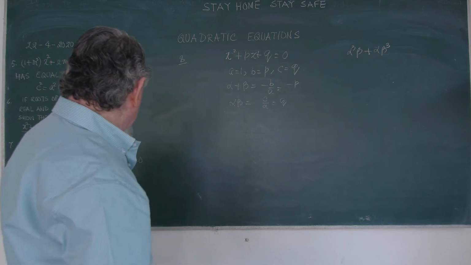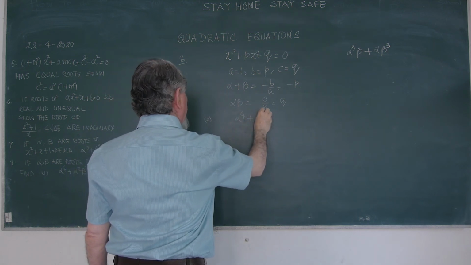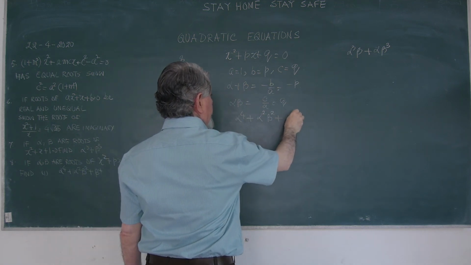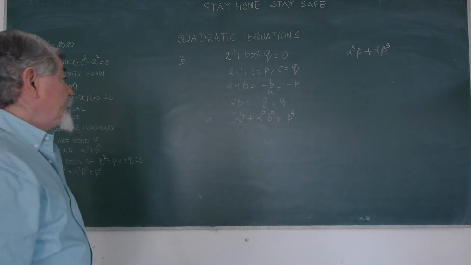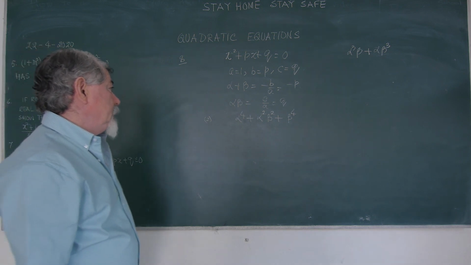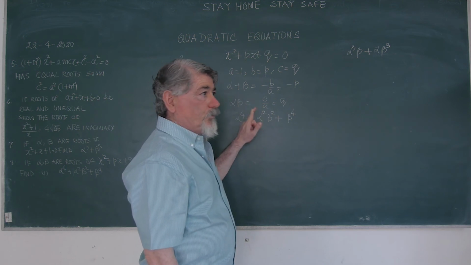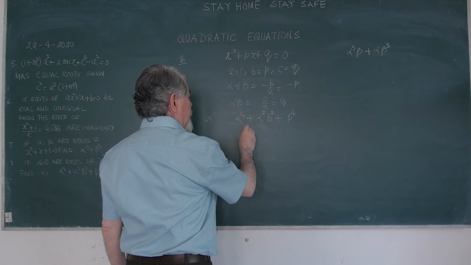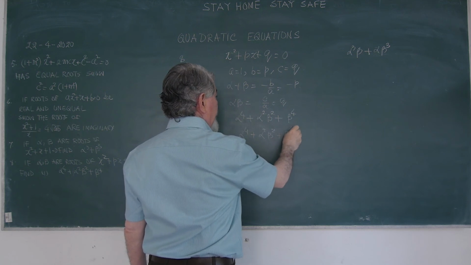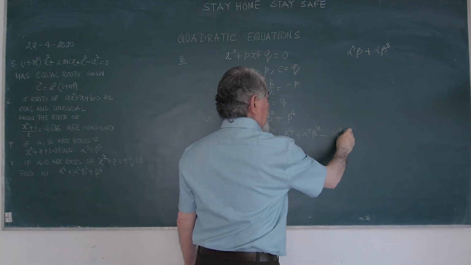In the second part, I have to calculate alpha 4 plus alpha square beta square plus beta 4. Okay, it is not a perfect square. If it was 2, it would have become a perfect square. So what I will do is, I'll use simple algebra. Alpha 4 plus alpha square beta square plus beta 4, I will add alpha square beta square and I will subtract alpha square beta square.